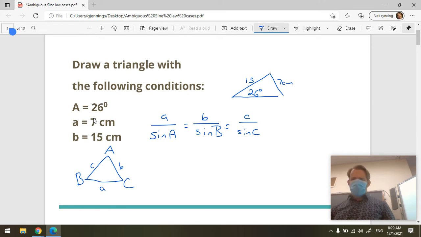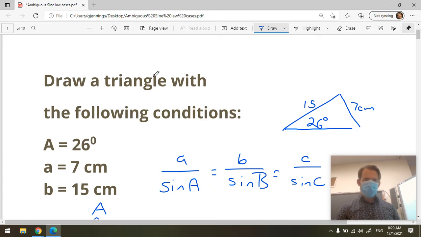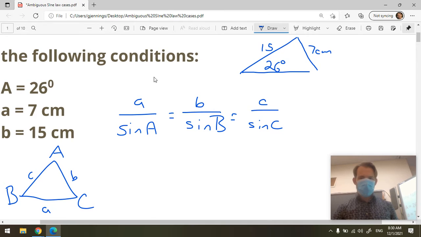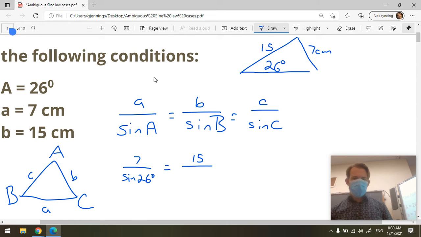And let's do that. Okay, so let's set up this one here, A over sine A. I'm just going to zoom in so I can get more space to write. You can't do that unless you have a magnifying glass and some way to minimize your work. So here, I know A and I know sine A, so I'm going to put those in. So that's going to be 7 over the sine of 26 degrees. And that's going to be equal to B, which is 15 over sine B.